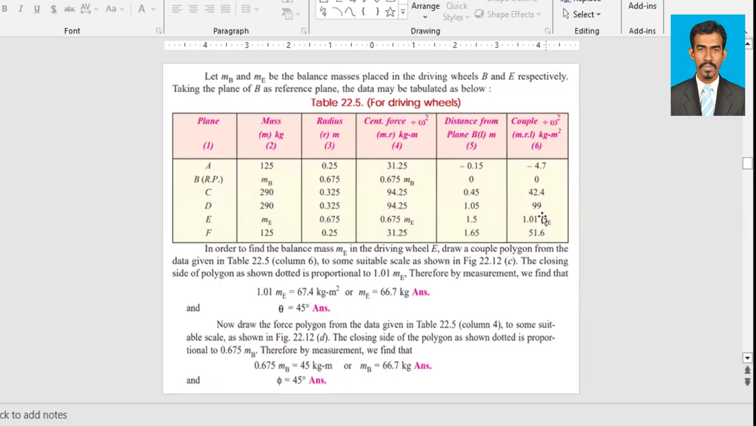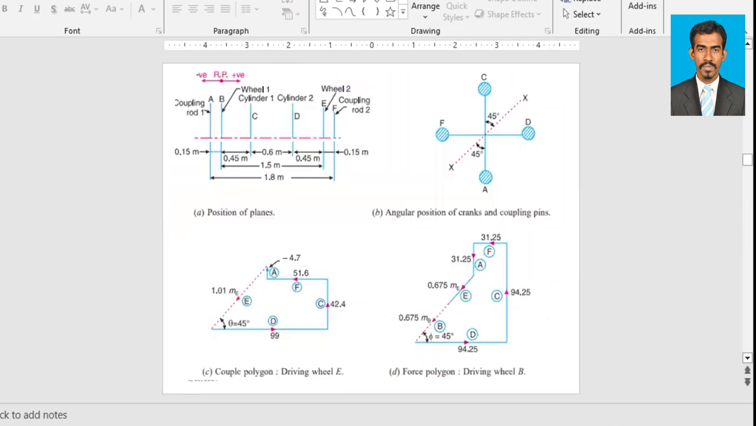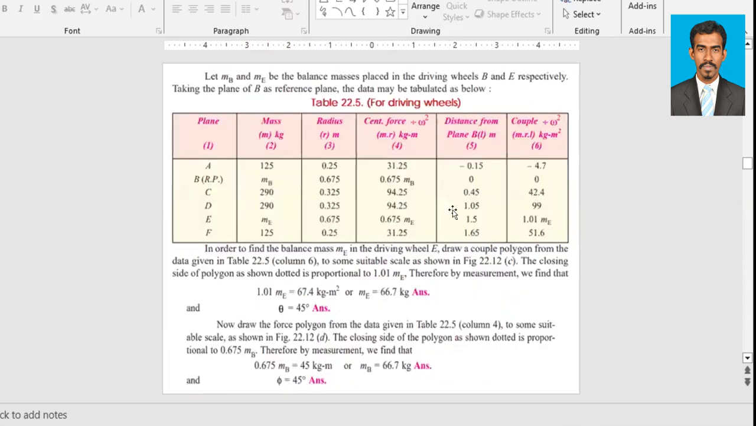Now we have to see which polygon we have to draw first, whether the couple polygon or the force polygon. If we check the couple polygon, we have only one unknown value, that is m_E. But in the case of the force polygon, we have two unknown values, m_B and m_E. So we are not going to draw the force polygon first; we'll start with the couple polygon. In the couple polygon, you are going to draw according to some scale.